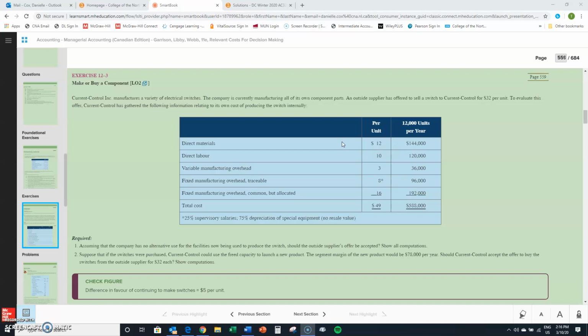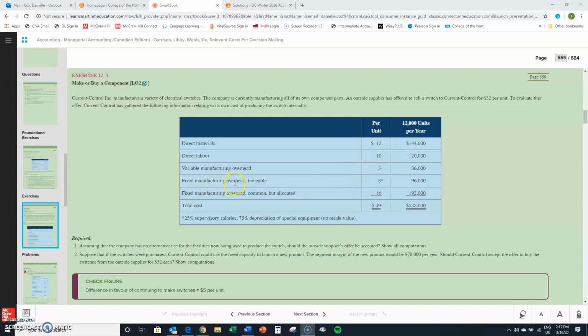If we make the switch, we are going to incur direct materials, and if we stop, we won't have to pay that. So that one is going to come into play. Direct labor, same thing. If we make it, we're going to have to spend that $10 per unit. If we don't, we won't have to spend it. Variable manufacturing overhead, same situation. We'll incur it if we make it, but we won't if we don't make it.